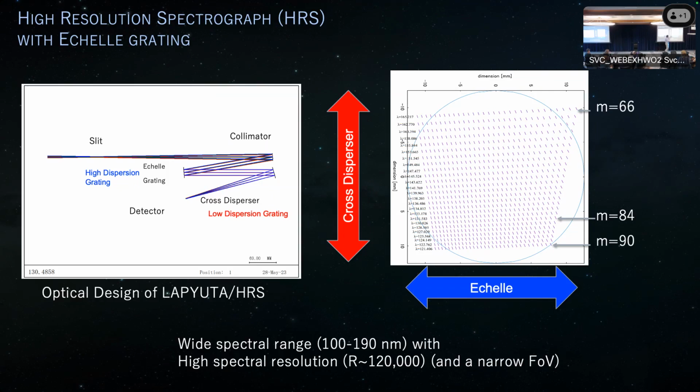So to use the HL, high dispersion, with several overlapped orders, to separate these orders we can use the low dispersion grating as a cross disperser. That makes the wide spectral range with the high spectral resolution.